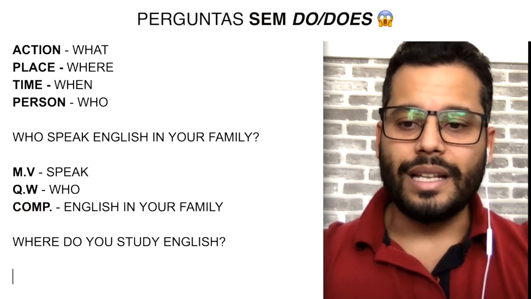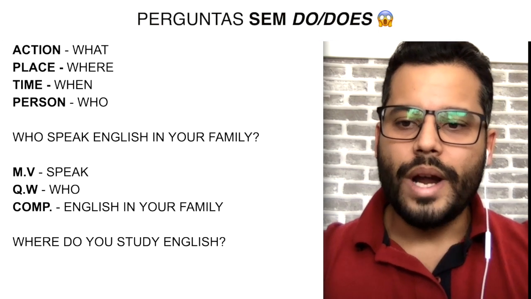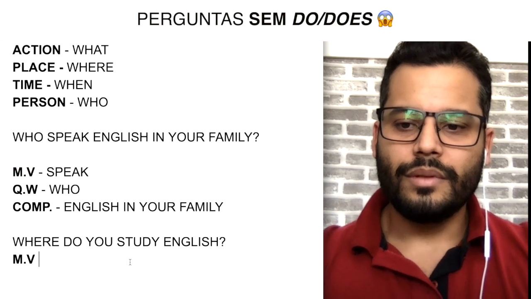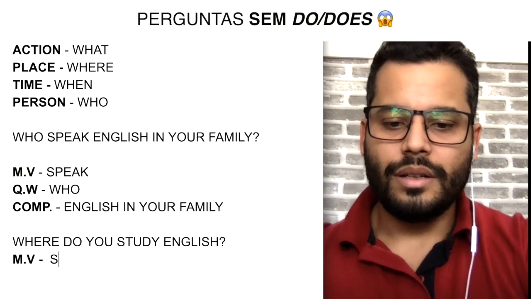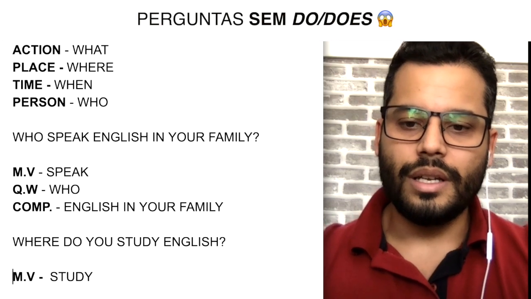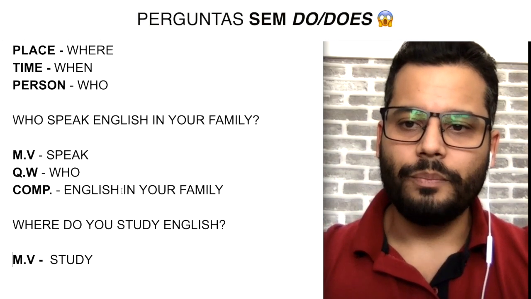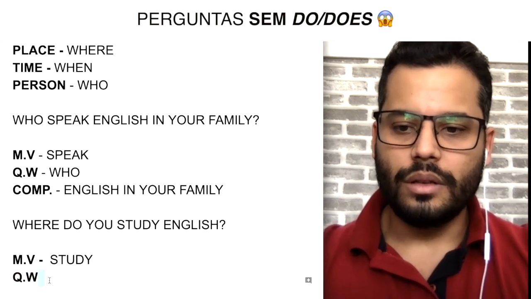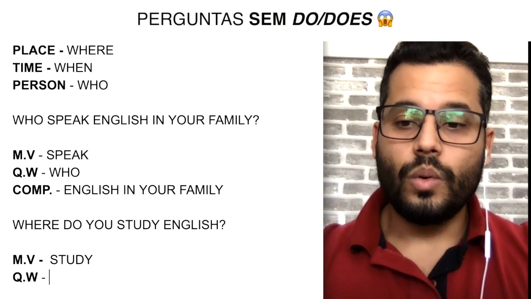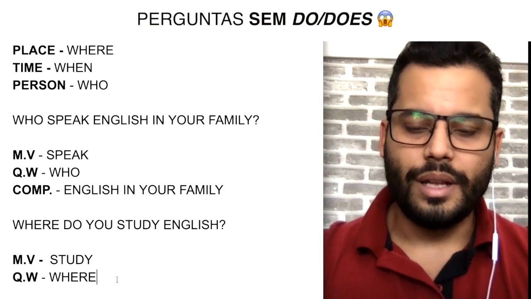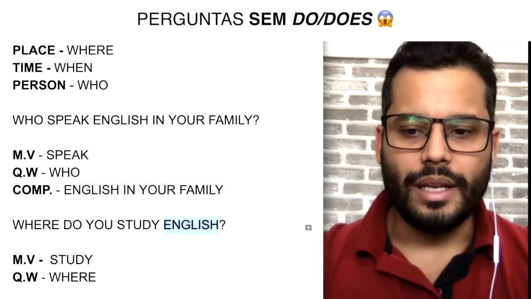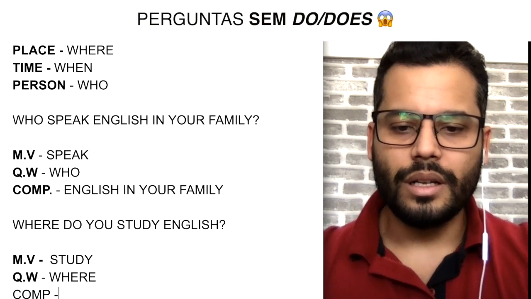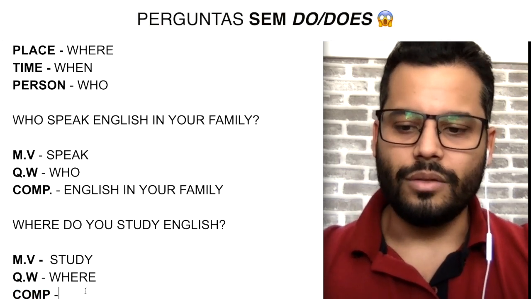Okay, and let's analyze the second sentence. Where do you study English? What's the main verb? The main verb is study. How about the question word? The question word is where. And the complement, English. We have English as a complement.